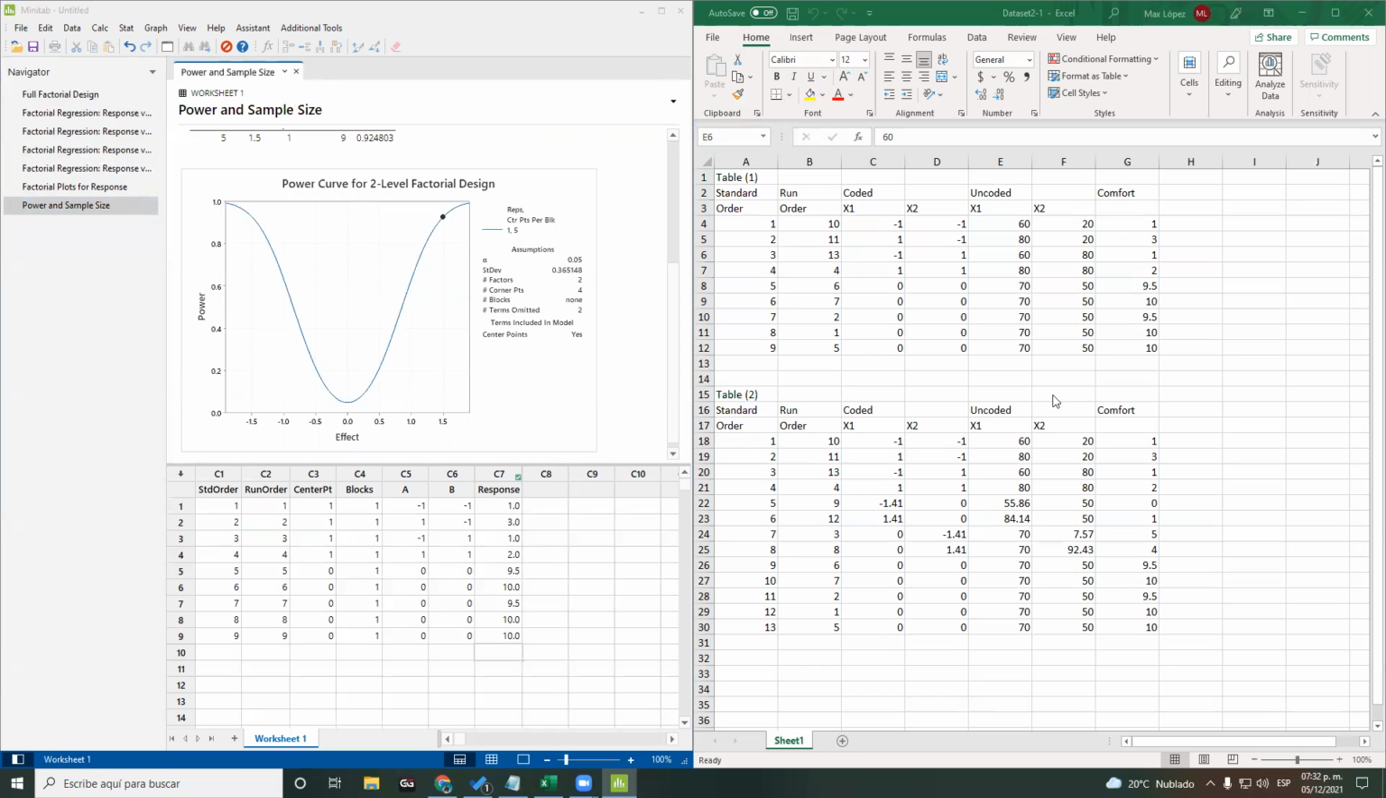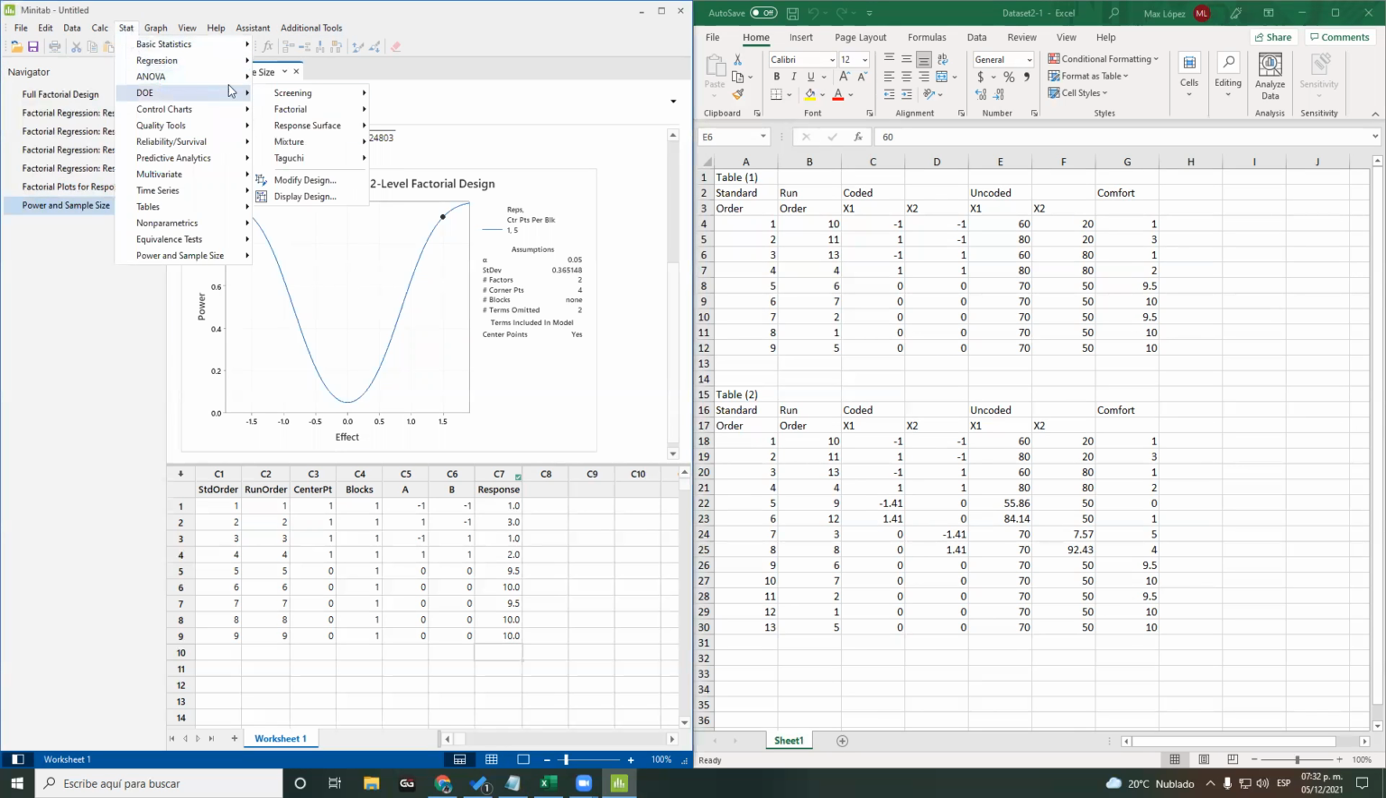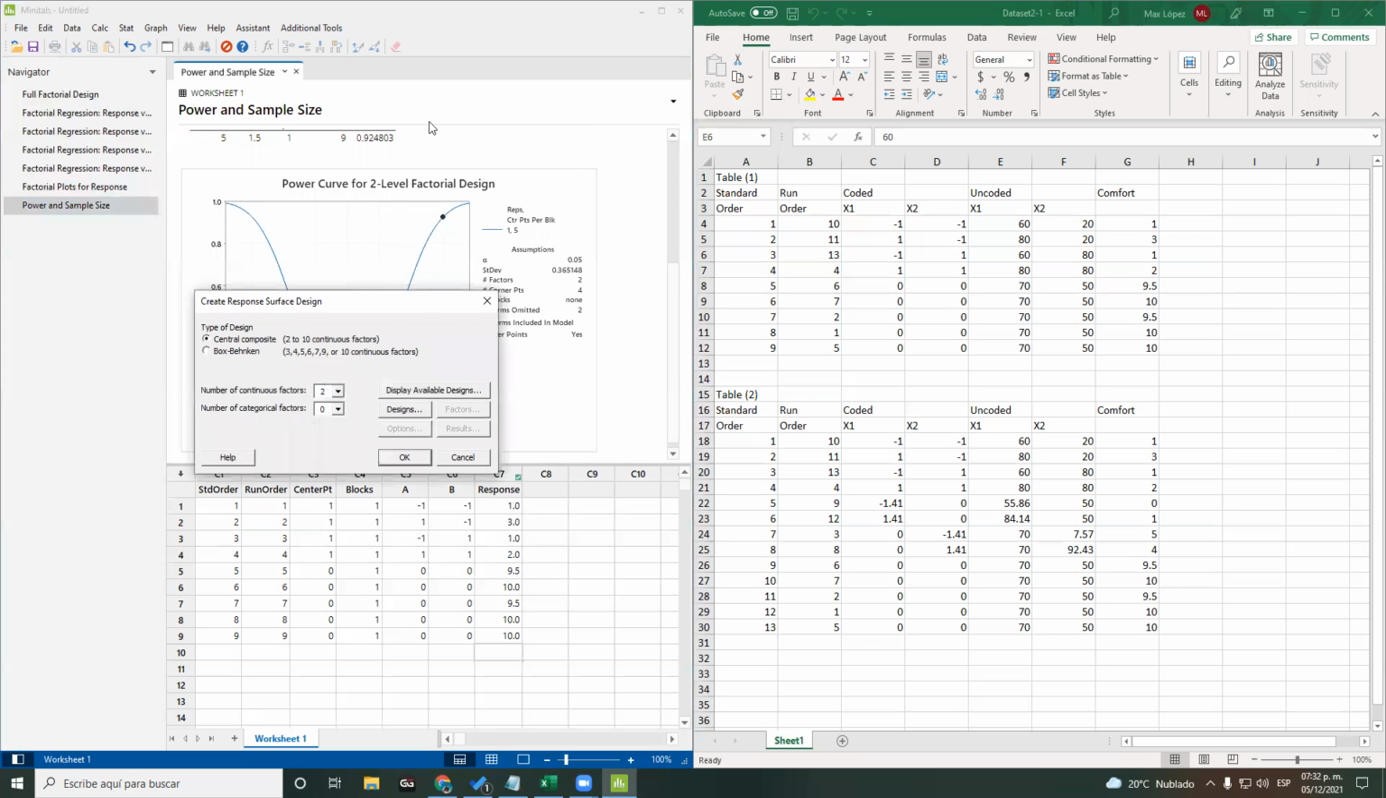So we can see here now that we have more center points, but they're not zero. They have a different level at 1.41. So for this analysis, we cannot run a factorial design like we did in the last table. We have to run a response surface design. Therefore, I will create it now.